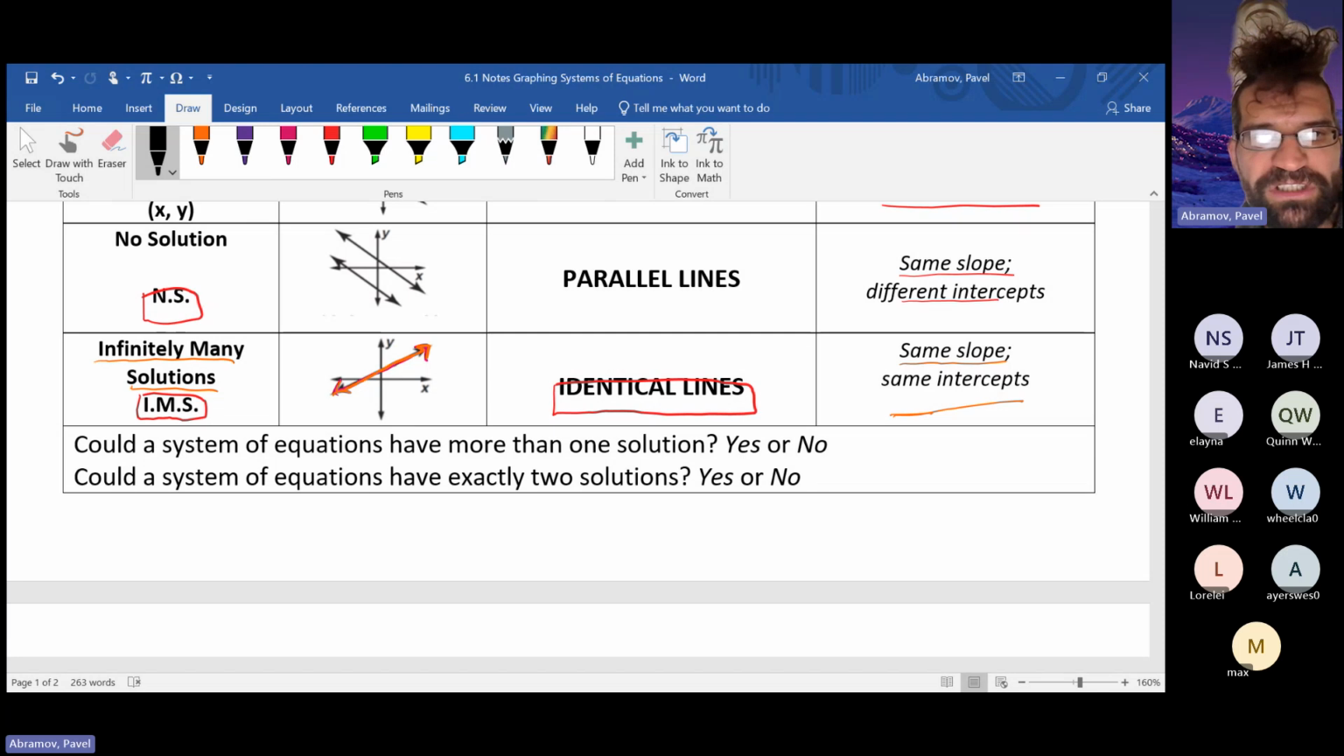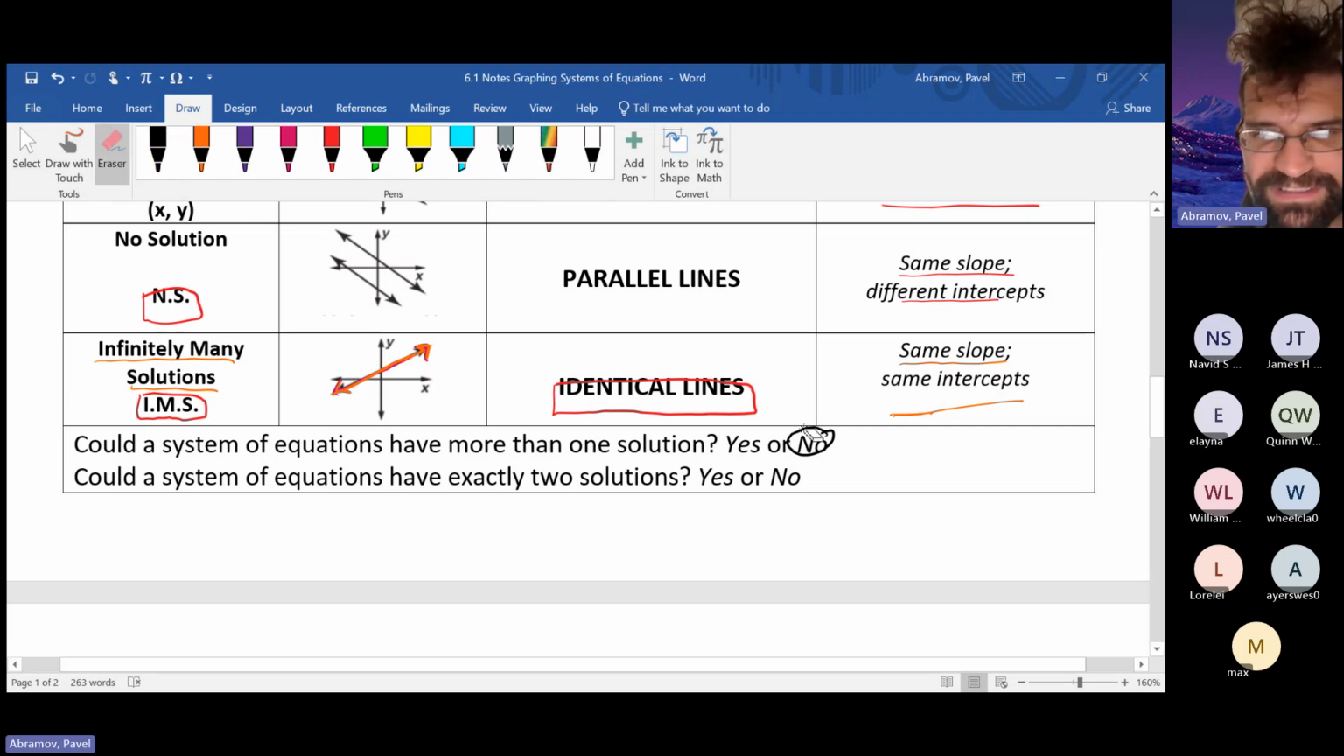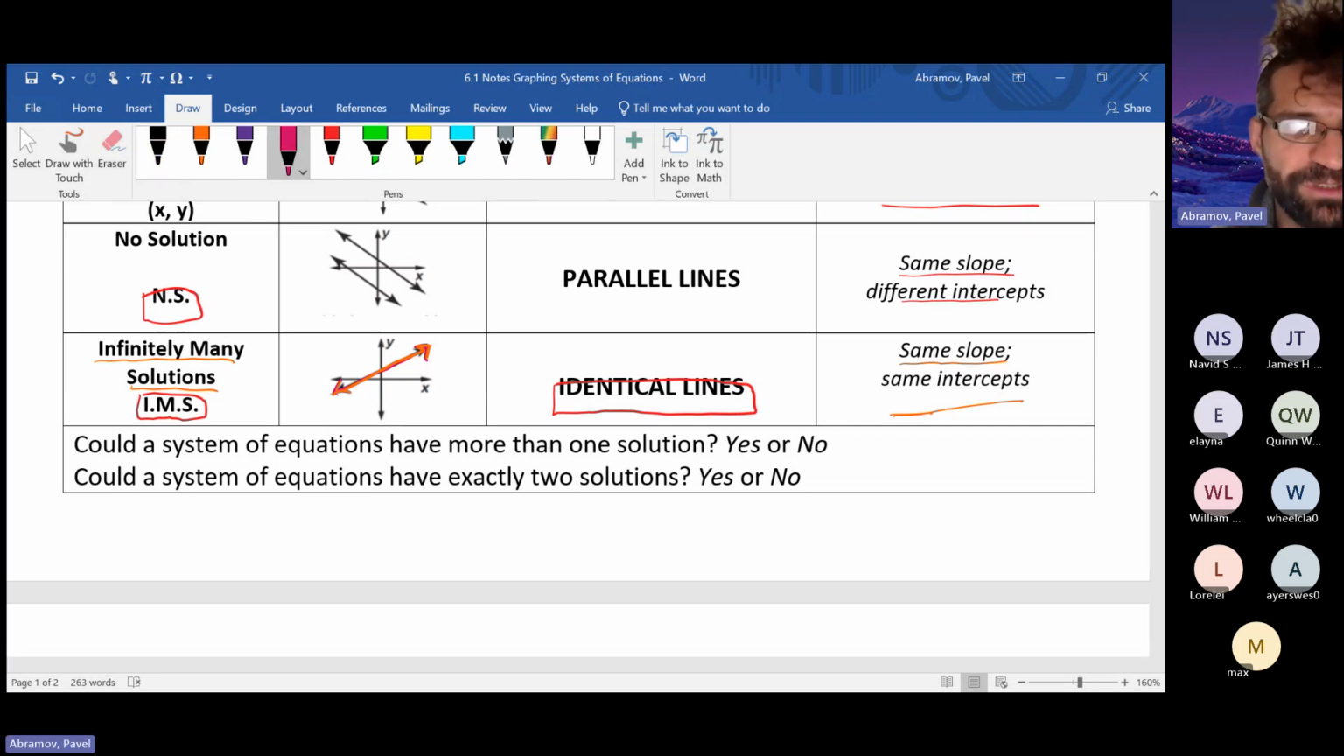Now, could a system of equations have more than one solution? The answer is no. At least not if it's a linear system. So in our class, we're going to talk about only linear systems of equations. So those can have only one solution at most. Actually, no, this is incorrect. I just contradicted myself because we can have infinitely many solutions. So sorry, this would be yes. You can have one solution or you can have infinitely many solutions. So the answer is yes.